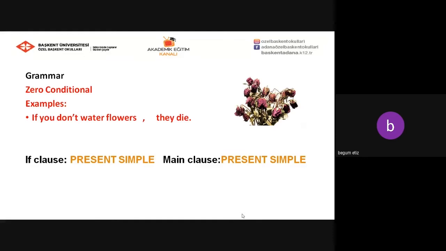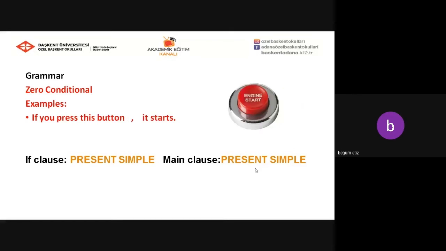Okay, let's move to another example. If you don't water flowers, they die. As you see here, for if clause, we need to use present simple, and for main clause, we need to use present simple too. Here is another example. If you press this button, it starts. As you see here, for if clause, we need to use present simple, and for main clause, we need to use present simple as well.